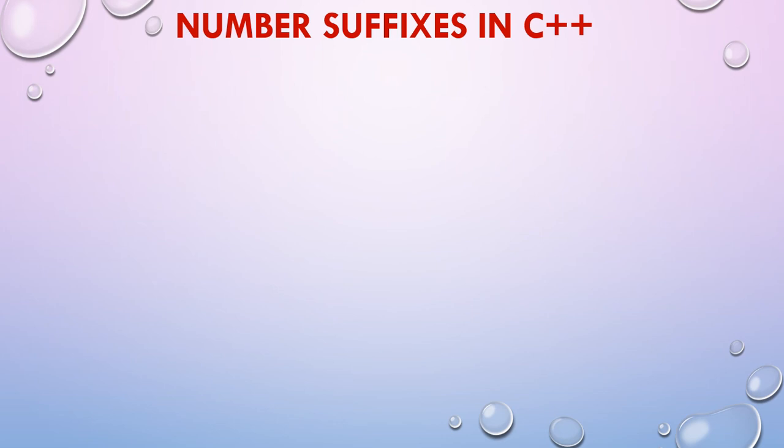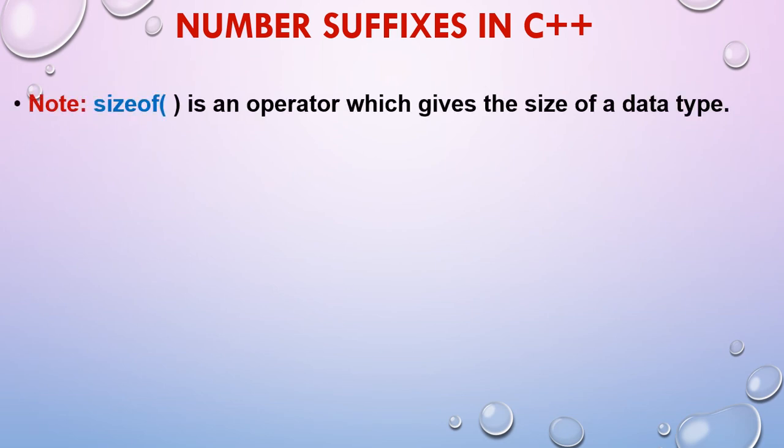Okay, then the last one is number suffixes in C++. Now if you look at modifiers, they prefix the data types. Here, a suffix is attached to a number. So what are those? Just see that. The first one is sizeof. The sizeof is an operator which is used to display the size of the data type. If we want to see the size of each data type, we can use the sizeof operator here.